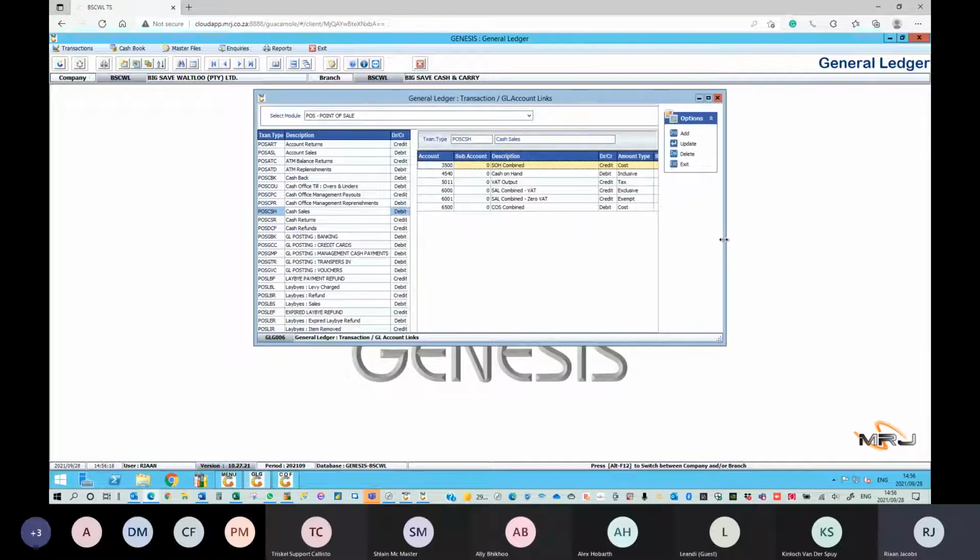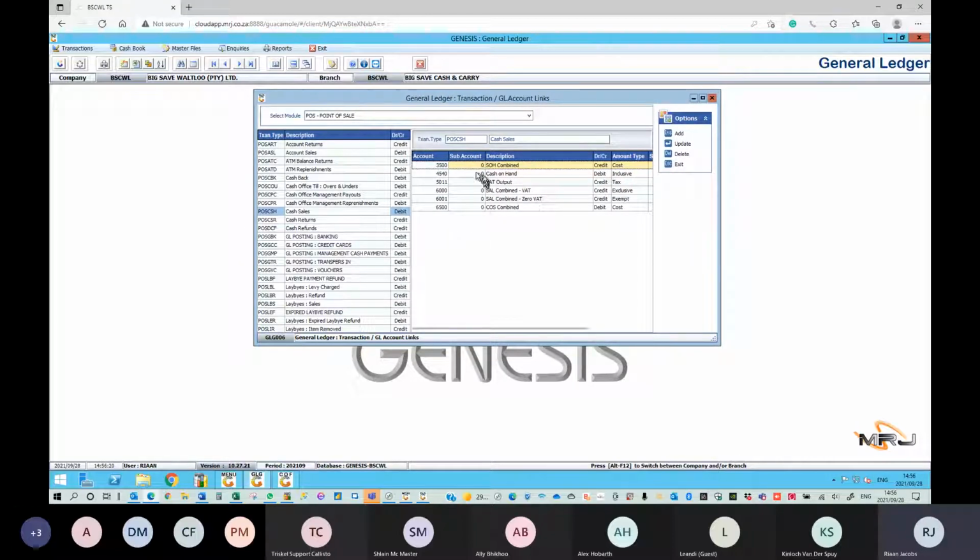Okay, so 3500 is my stock on hand. That's basically my mirror image of, if I go to stock and print stock valuation, the system will say you've got 10,000 Rand of stock on hand. If I then go to my balance sheet and print it, the system will show my stock on hand is 10,000 Rand. So these two must mirror each other. So this is obviously a control account.